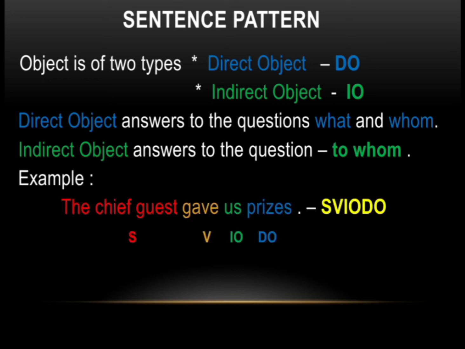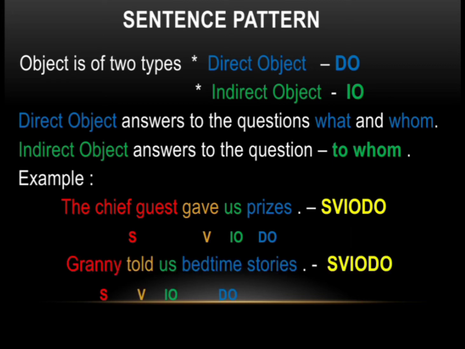The first one, the chief guest gave us prizes. Here, the chief guest is the subject, gave is the verb. To whom did he give? He gave us. So, this is the indirect object. What did he give? Prizes. So, this is the direct object and the pattern is SVIODO.